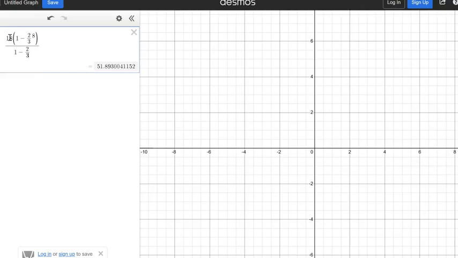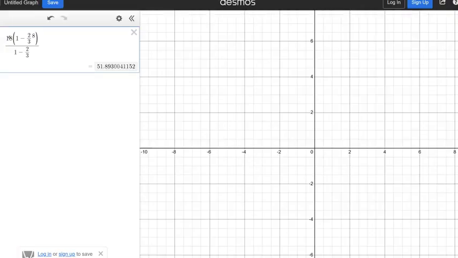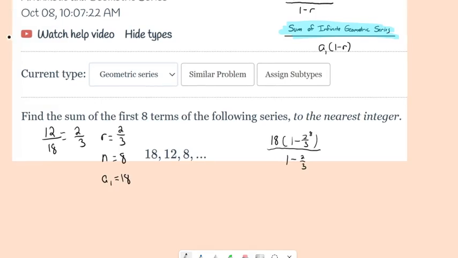All right, so that's going to be about 51.9. And I think I want it to the nearest integer. Yep, so the nearest integer is 52. So the sum of this series is around 52.